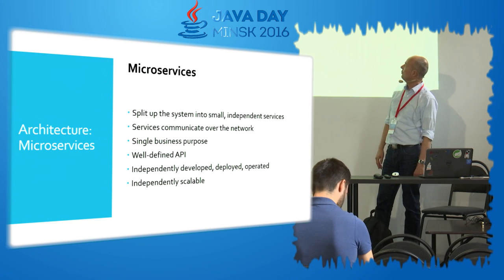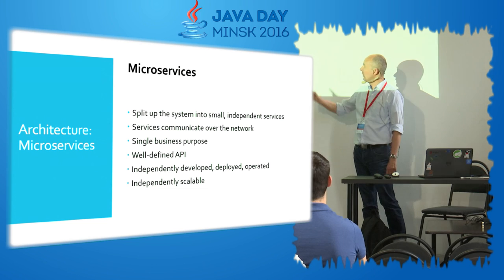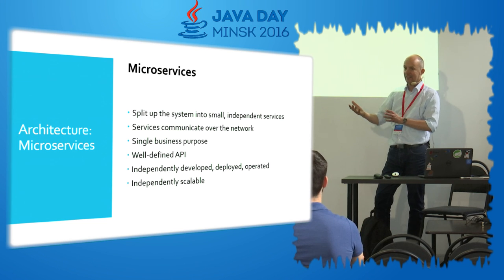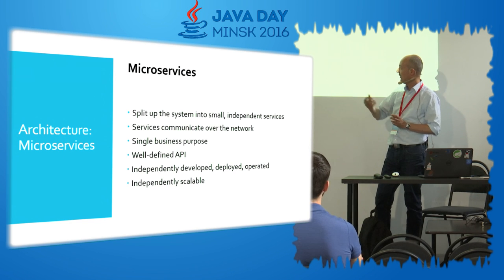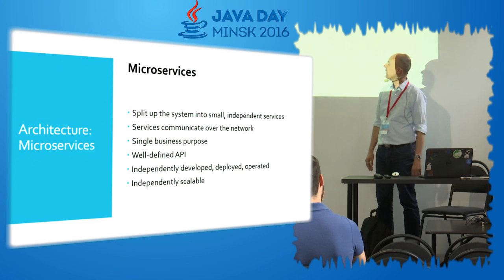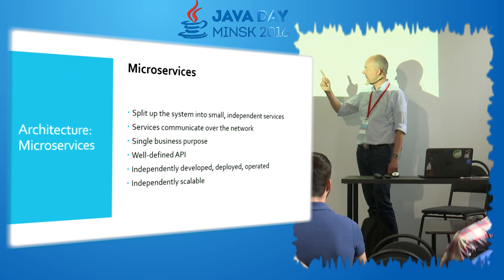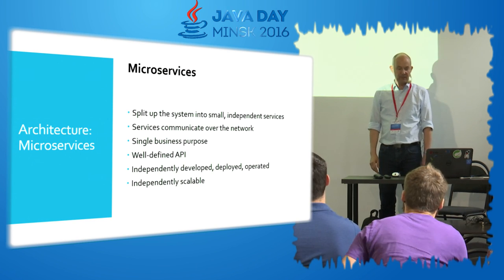Those services communicate with each other over the network, through well-defined APIs. So each of your services, for example, has a REST API and the services talk together via these REST APIs. And one of the major advantages of this is that you can deploy them and develop them independently of each other.